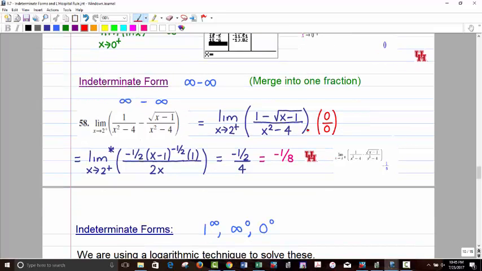Do L'Hopital's Rule. Bring the 1/2 down, so it'll be negative 1/2 times (x minus 1) to the negative 1/2. Derivative of the inside, chain rule, will be 1, over the derivative of the bottom, x squared minus 4, which will be 2x. And if you plug 2 in here, 2 minus 1 is 1, and 1 to the negative 1/2 is 1. So you're left with negative 1/2 over 4, which gives you negative 1/8. And Maple says that, so that's good right there.